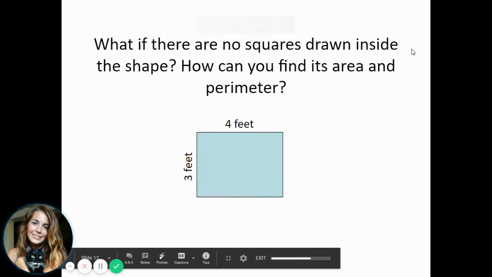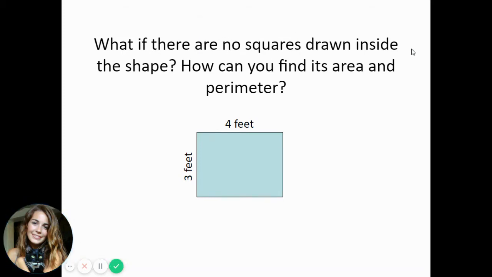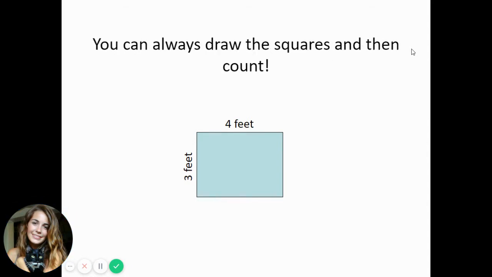Today, we're taking a look at the area and perimeter formulas. This is a different way to find area and perimeter. Think about this. What if there are no squares drawn inside of the shape? How can you find its area and perimeter? You can always draw the squares and then count.